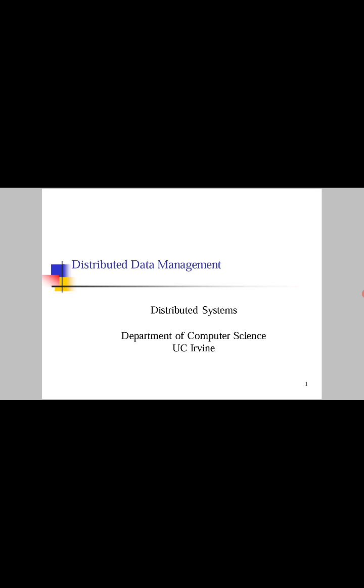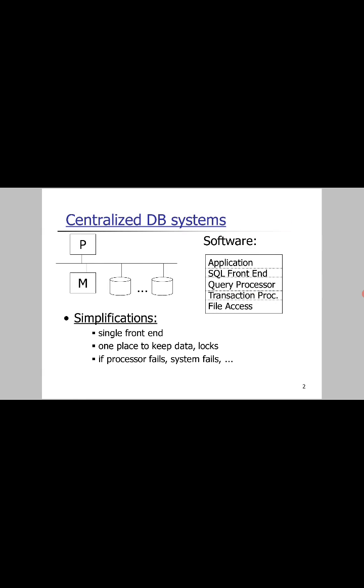So, distributed databases. What are distributed databases? What is the structure of distributed databases? How to use or how to implement distributed databases? What are the advantages and disadvantages of distributed databases? And what are the features, applications, advantages? So we start with the centralized database system.